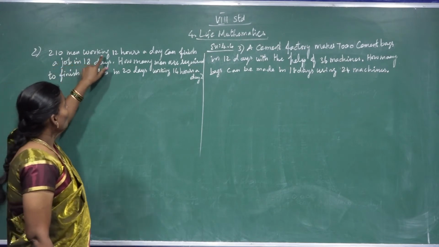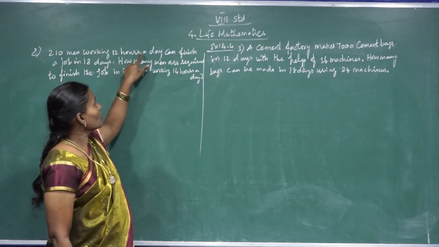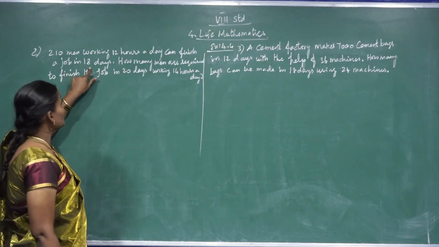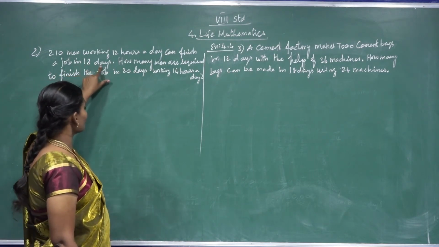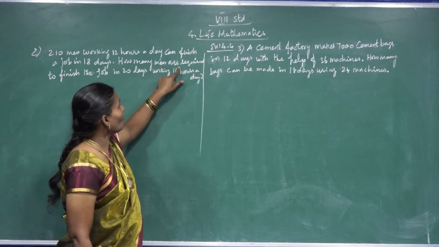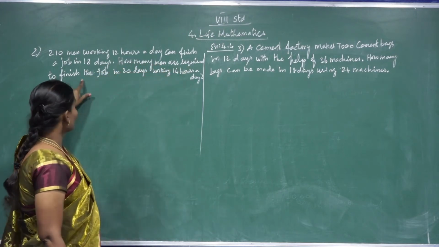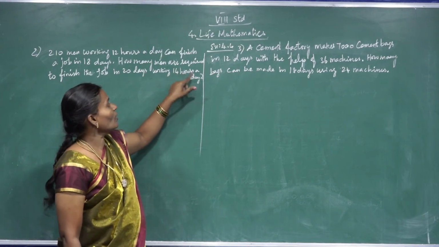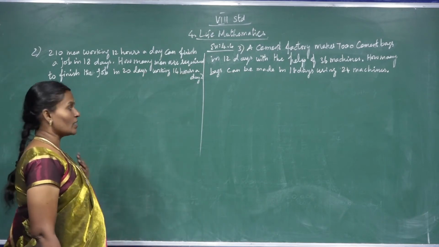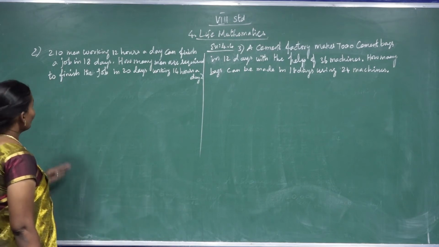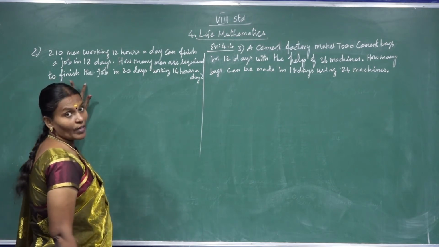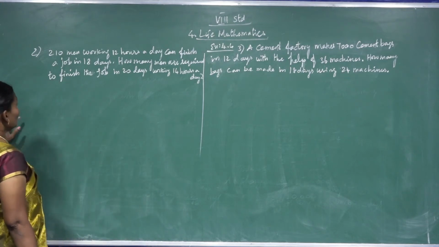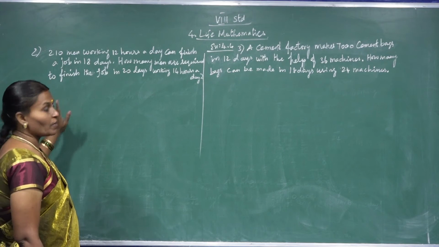210 men working 12 hours a day can finish a job in 18 days. How many men are required to finish the job in 20 days, working 14 hours a day? See, here this is a compound variation sum. We are going to do this with the multiplicative factor method.